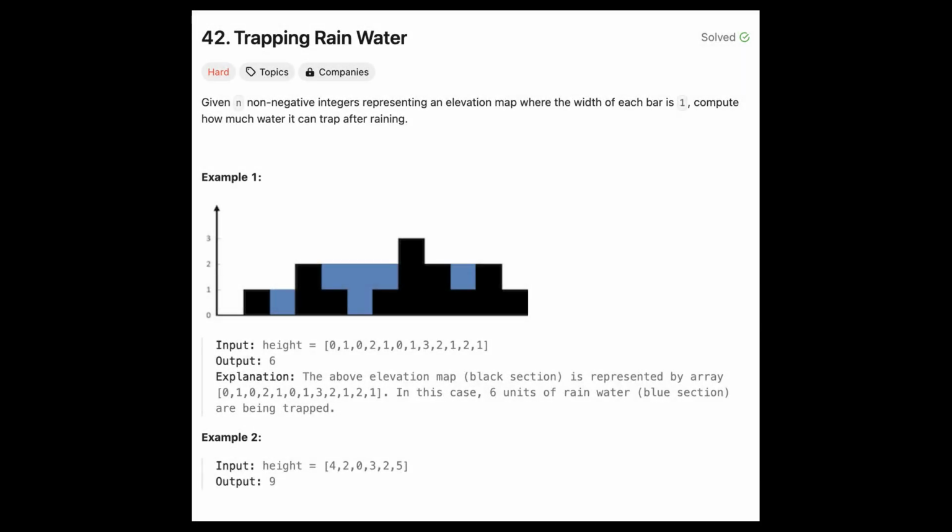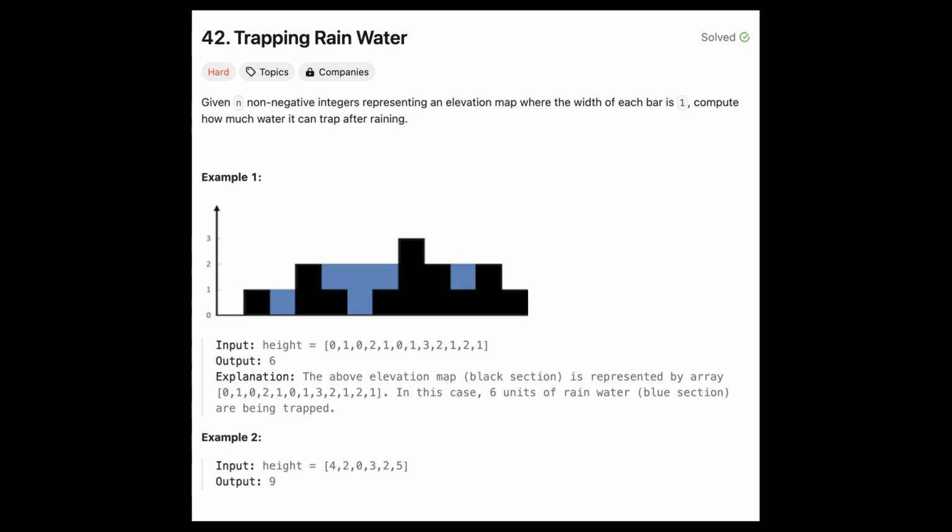Welcome back. So our final problem in the two-pointer series asks us to imagine a list of integers as an elevation map. Each integer represents the height of a bar in the map. And so, for example, the list of 0, 1, 0, 2, 1, 0, 1, 3, 2, 1, 2, 1 has bars with heights of 0, 1, 0, and so forth.